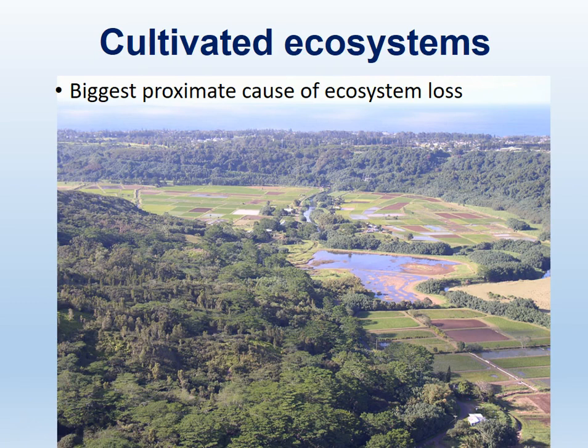Next, let's look briefly at cultivated ecosystems. What I mean by cultivated is we've turned it into land that we cultivate for different food items like agriculture. That would be the proximate cause, that we need food, and so we have to take more land to make it. But the ultimate cause would generally be the increased level of people that we have to feed.